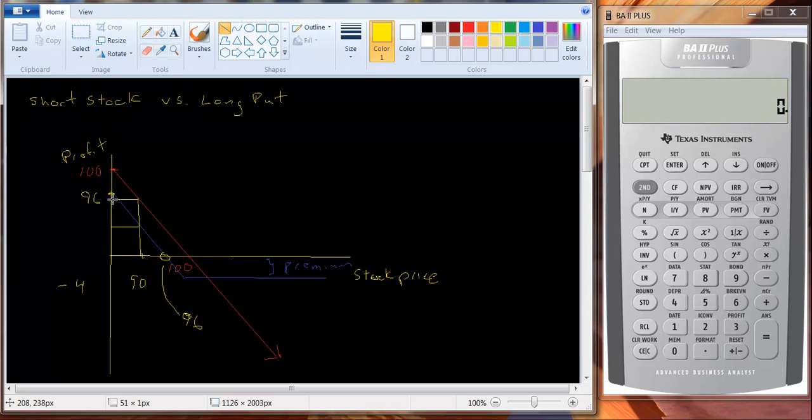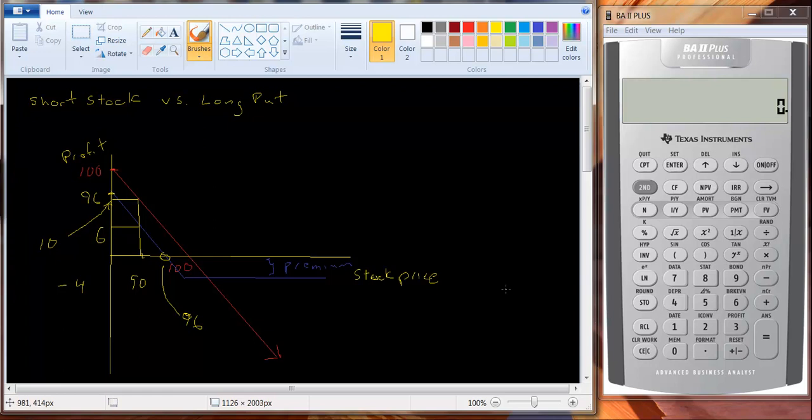Again, not drawn exactly to scale, but in the case of shorting the stock, your profit would be, certainly not drawn to scale, $10. Why? Because you sold it at 100, you buy it back for 90. Now, what happens if you've used the put option instead? You sold it for 100, you bought it for 90, that's a $10 profit, minus the $4 you paid in a premium, so your profit is going to be $6. So you can see that you're not going to make as much money using a put option as you do shorting.